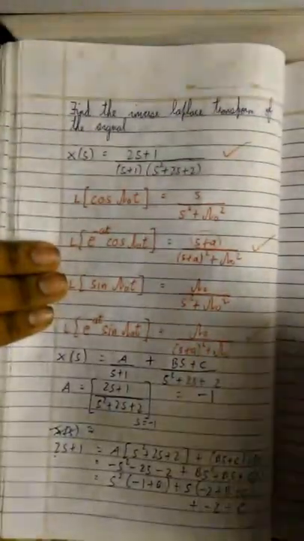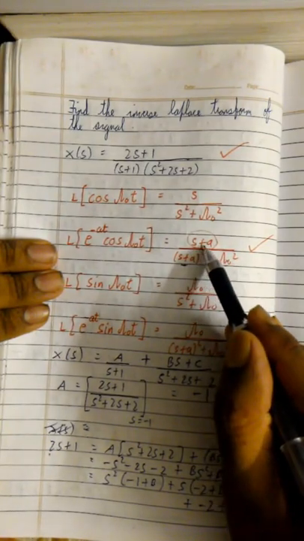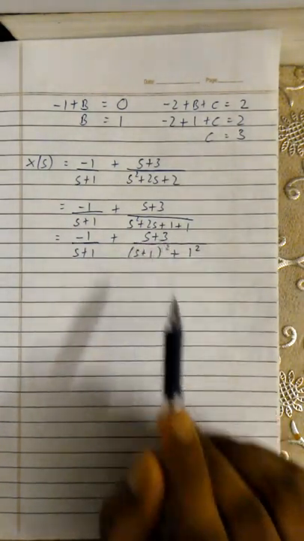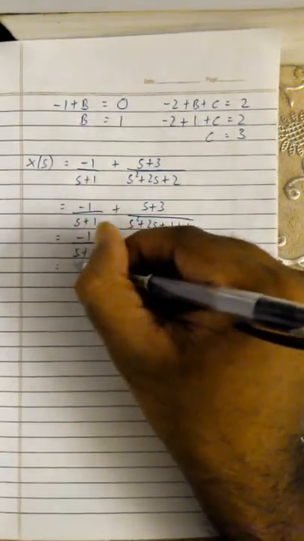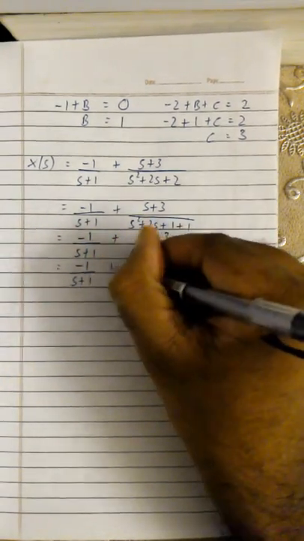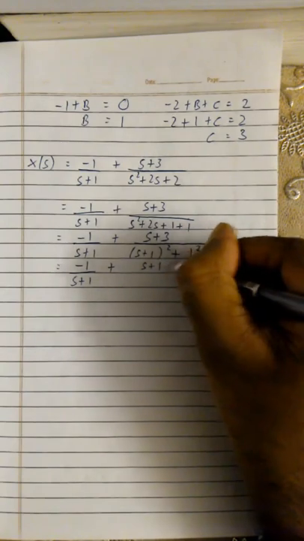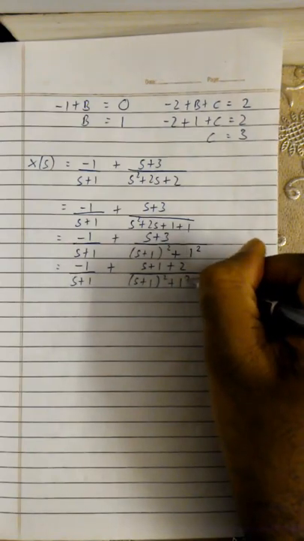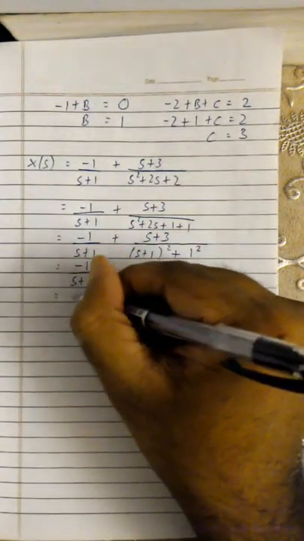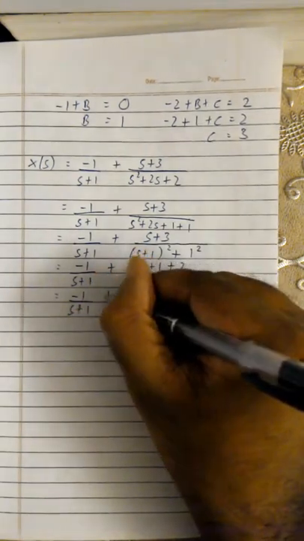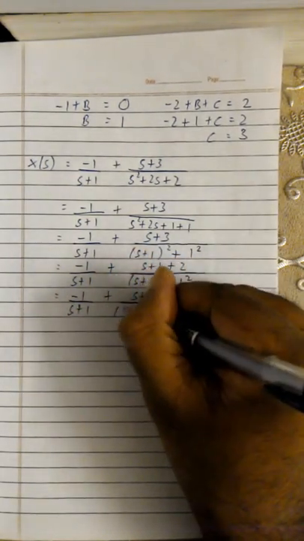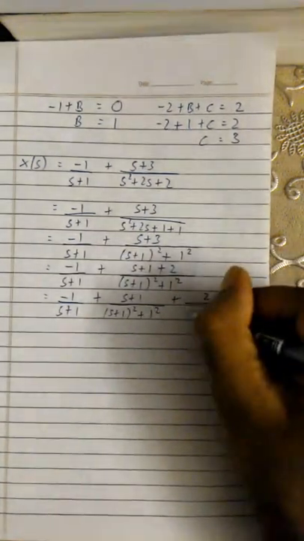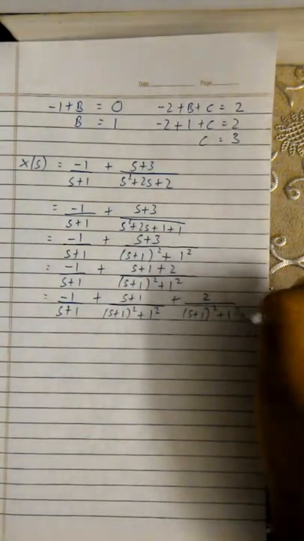So what I need is this factor to be the same as this factor. In other words, here it is s plus 1, so here also I need an s plus 1. So I'm going to write minus 1 by s plus 1 plus, this will become s plus 1 plus 2 by s plus 1 the whole square plus 1 the whole square. Or in other words, this can be written as minus 1 by s plus 1 plus s plus 1 by s plus 1 the whole square plus 1 the whole square plus 2 by s plus 1 the whole square plus 1 the whole square.